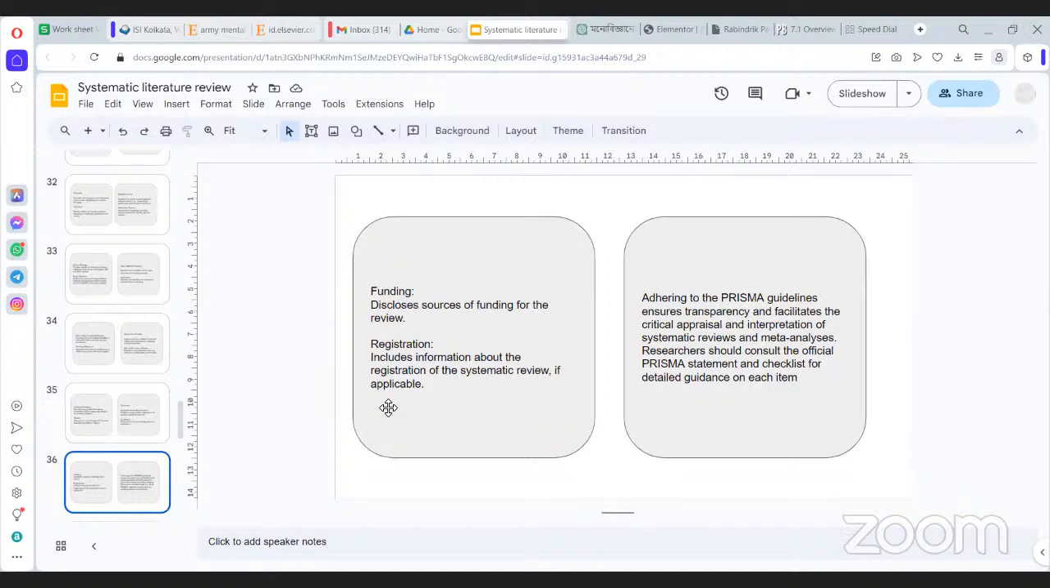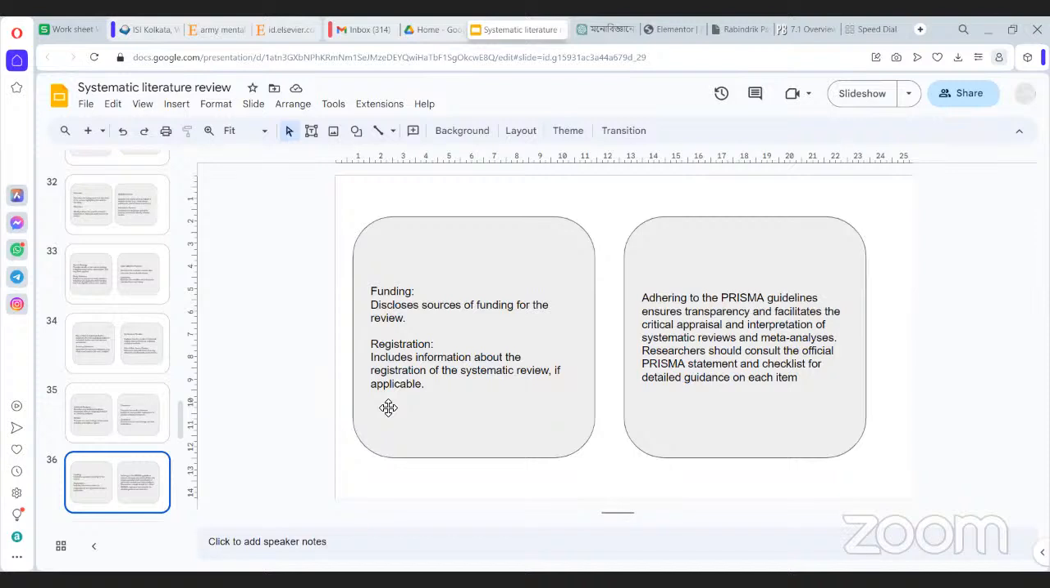Next is funding. One question, sir: what is sensitivity analysis? Sensitivity analysis actually reflects the emotional condition of the participants.